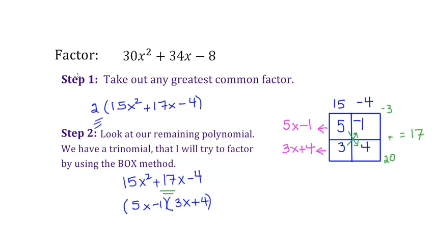And recalling, we're factoring this polynomial, so we had that factor of 2 that we took out at the beginning. So to factor it completely, we're going to have to re-put that factor of 2 in front again. And so our polynomial, 30x squared plus 34x minus 8, factors as 2 times the quantity 5x minus 1 times the quantity 3x plus 4.